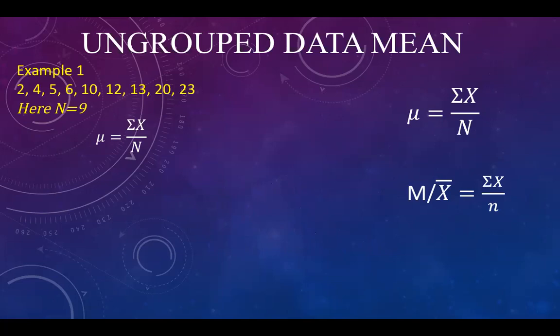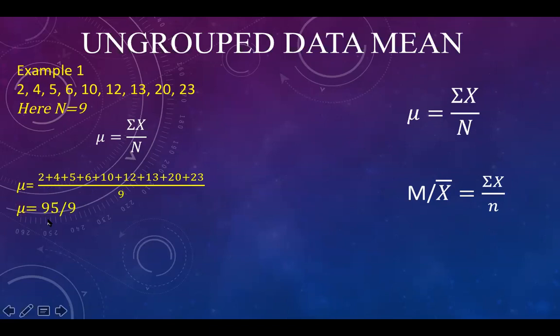Let us have the formula, which is mu is equal to summation of x. Summation of x means sum of all observations, that is 2 plus 4 plus 5 plus 6 plus 10 plus 12 plus 13 plus 20 plus 23 divided by number of observations, which is 9. And let us calculate this as 95 divided by 9, and mu will be equal to 10.5. That means the average score of the candidates has remained at the 10.5.